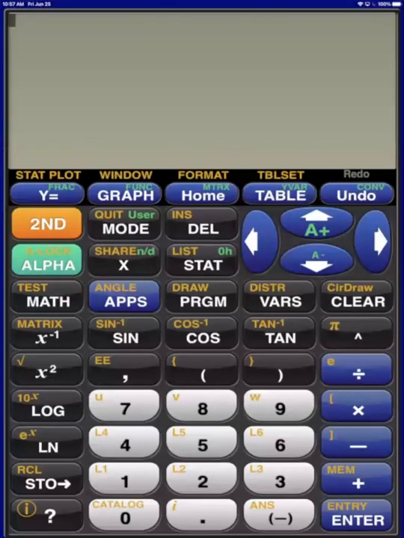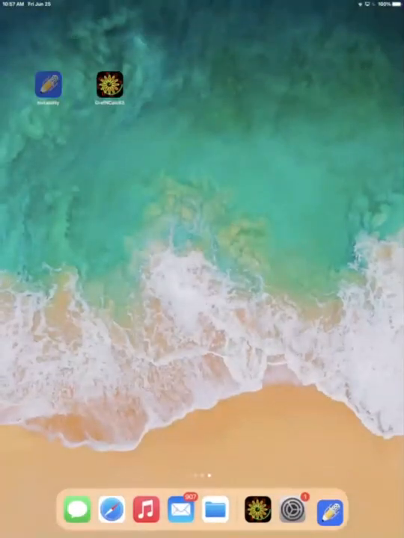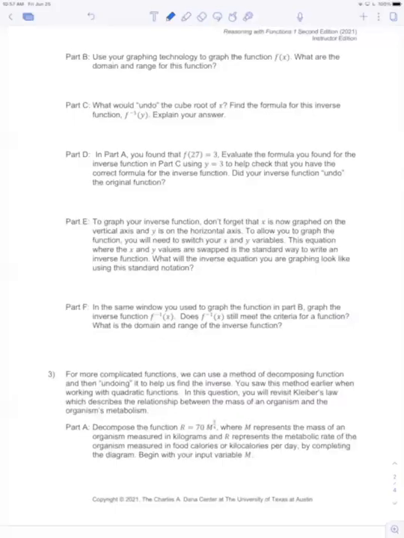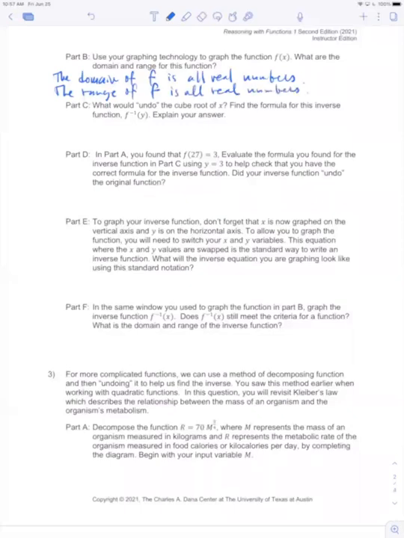So let's go back to our writing here, and we could say the domain of this function f is all real numbers, and we could say the range of f is all real numbers. There we go. Part C.